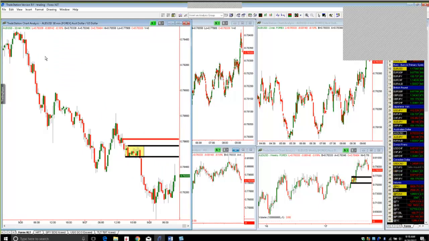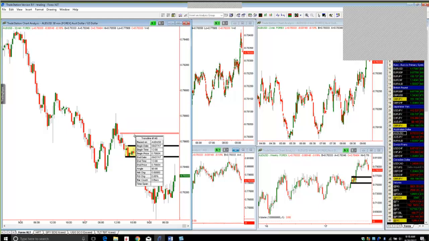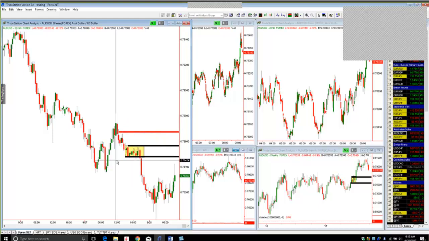Okay, so notice I went to a smaller time frame for stop placement. Why? Because look what shows up. Another level here. So now I see that if I really want a real safe trade, I put my stop above this level. Now I've got double protection.